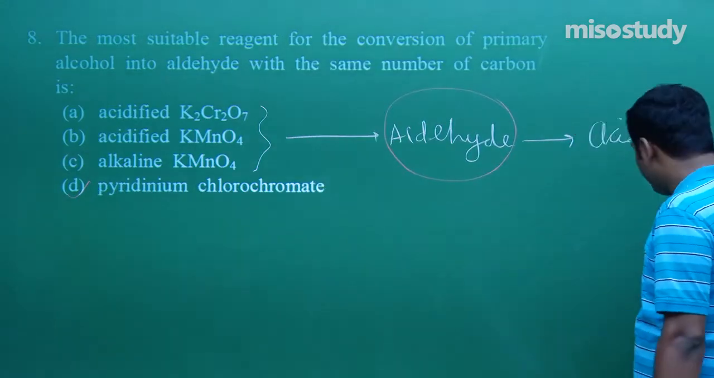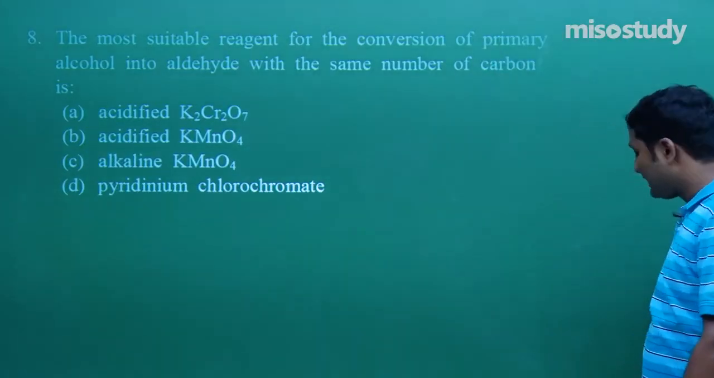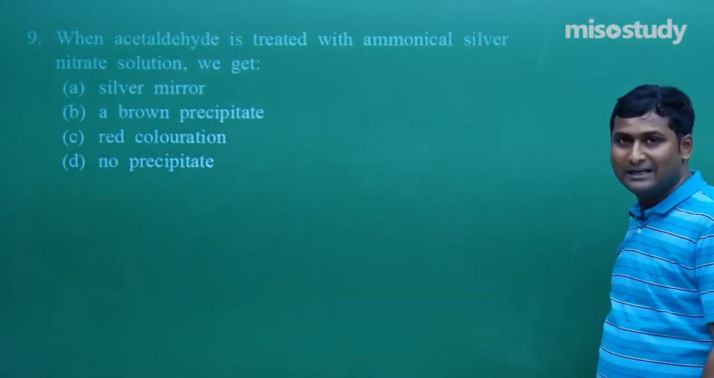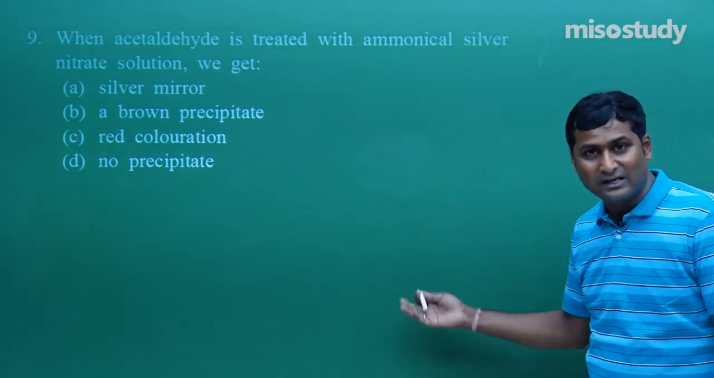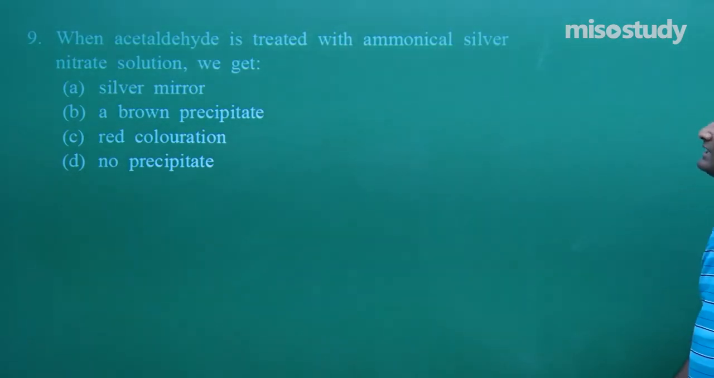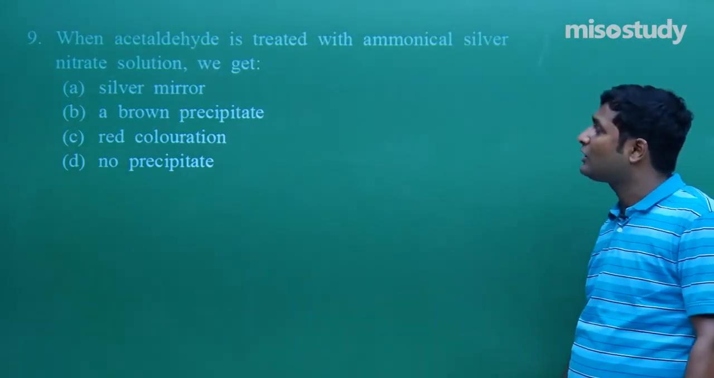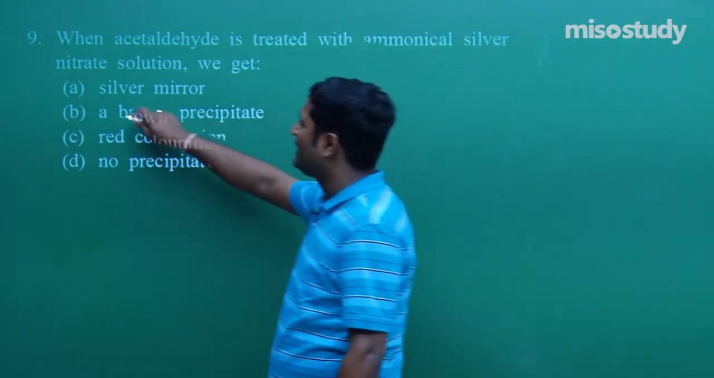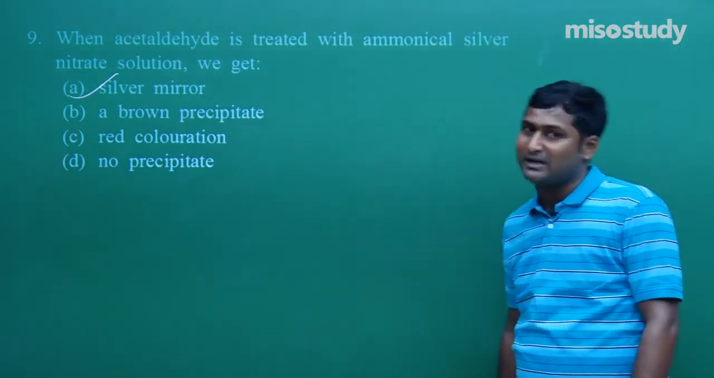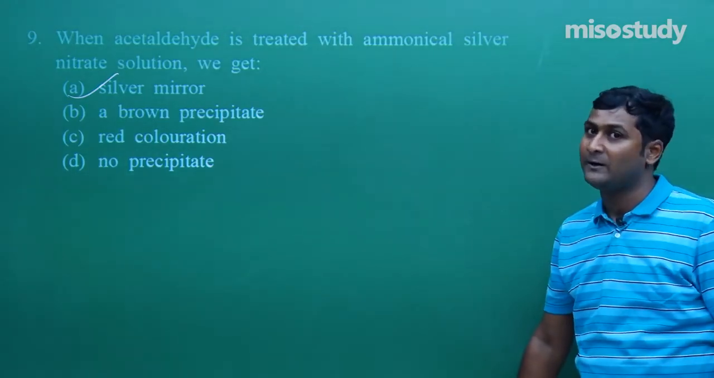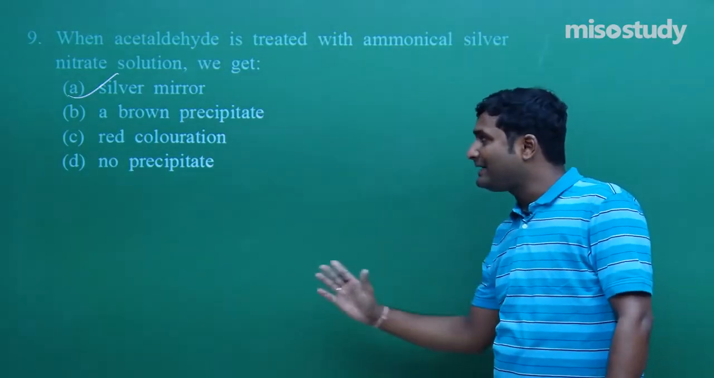Clear? Now let's move to the next question. Check it out, that is question number 9. When acetaldehyde is treated with ammoniacal silver nitrate solution, we get a silver mirror. This is the silver mirror test, a simple test of aldehyde. Sometimes theory based questions are also asked in competitive examinations, so we have to prepare each and every segment quite confidently, quite easily. Clear? So for question number 9, A is the correct option.